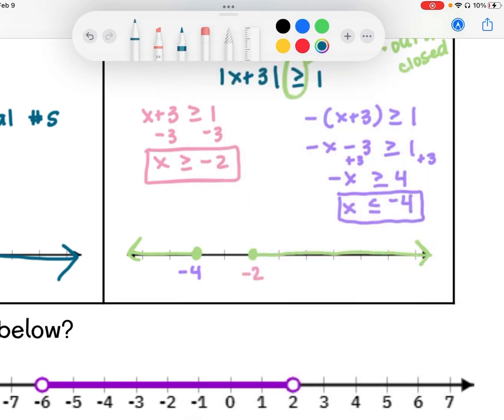All right, and interval notation for this, since we have an arrow going to the left, it would be -infinity to -4, and then union -2 to infinity.